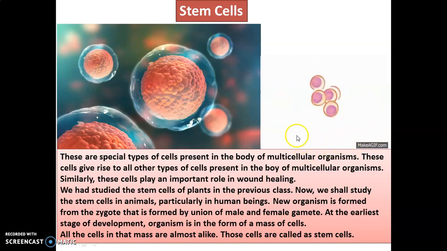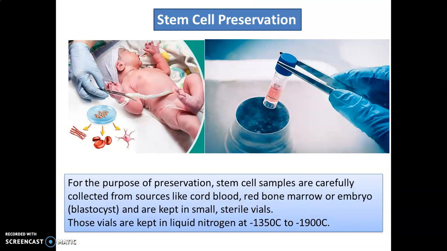You can see in the diagram the mass of cells, that is a ball of cells. Later on, from these cells we get different types of cells. So these cells, which are at the early or initial stage and are almost alike, are called stem cells. Now how can we do stem cell preservation?